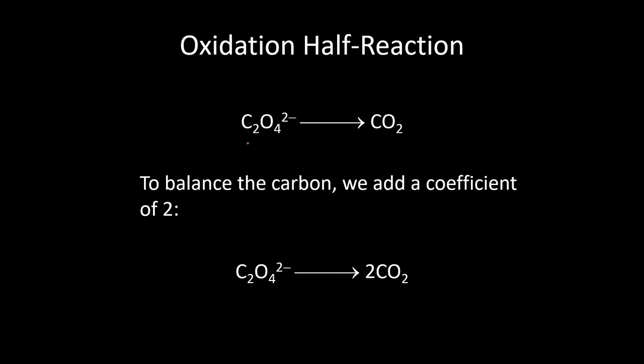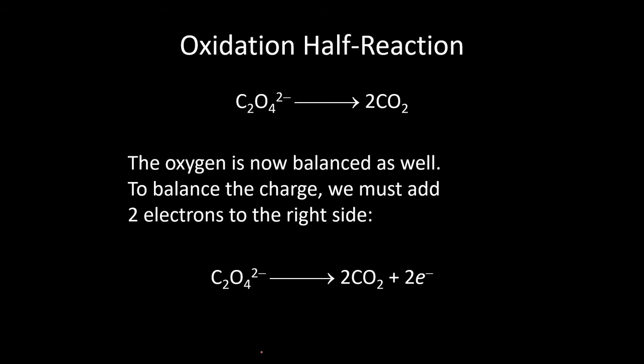If you remember the rules, the first thing we balance is everything other than oxygen and hydrogen. So we're going to balance the carbons by putting a 2 in front of the CO2. We had 2 carbons on the left, we need 2 on the right, and we get that by putting that 2 in there. At that point, the oxygen is already balanced, so we don't have to add any hydrogens or any waters to get that to be balanced. So we have 2 carbons, 4 oxygens on each side.